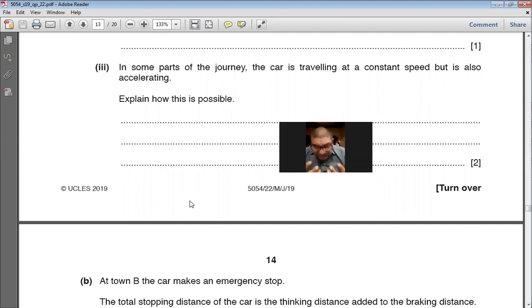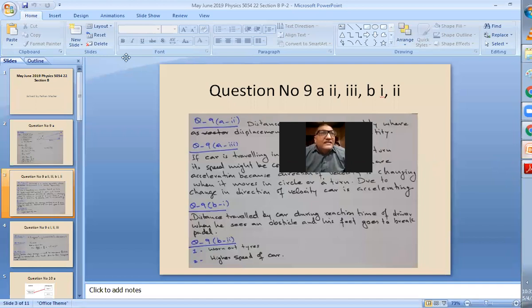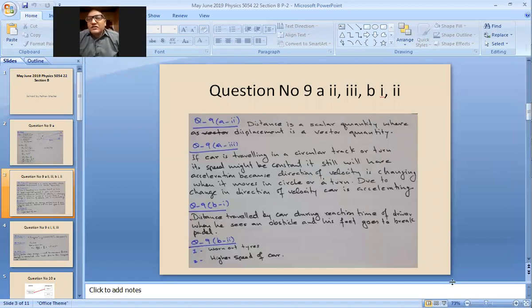So yes, it is possible that the body is moving with a constant speed but still has acceleration. This happens whenever a body is moving with a constant speed in a circular track. Due to the change in the direction of the velocity, there is acceleration in the body. It's a 2-mark question. Let me show you the answer I have written, and then we will check the marking scheme.